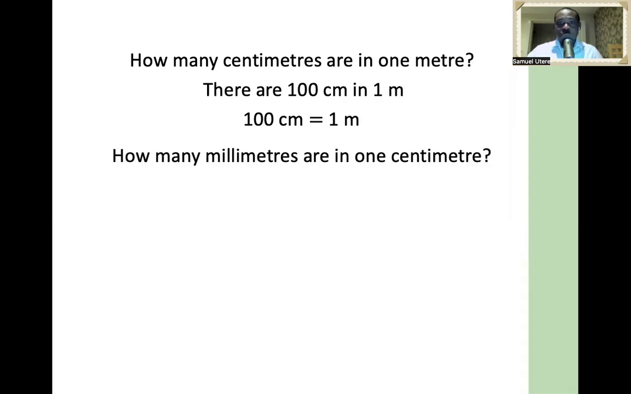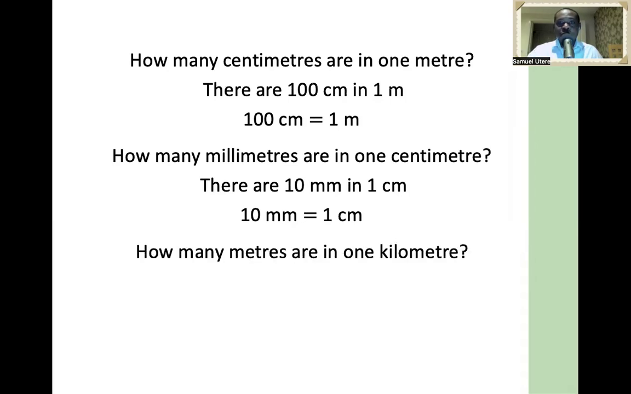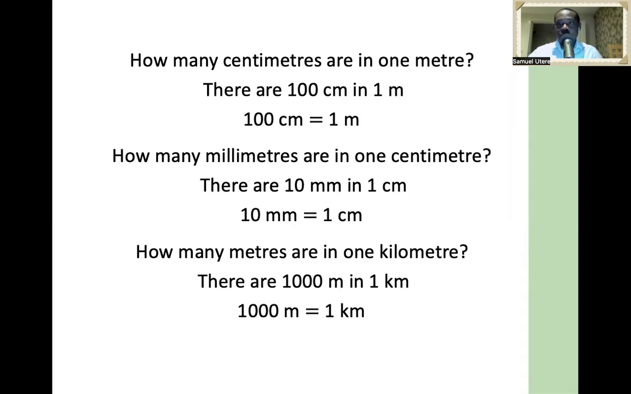How many millimeters are in 1 centimeter? There are 10 millimeters in 1 centimeter. So we can write it like that. Write this down. It's another fact I want you to write down. How many meters are in 1 kilometer? There are 1,000 meters in 1 kilometer. So write this down.